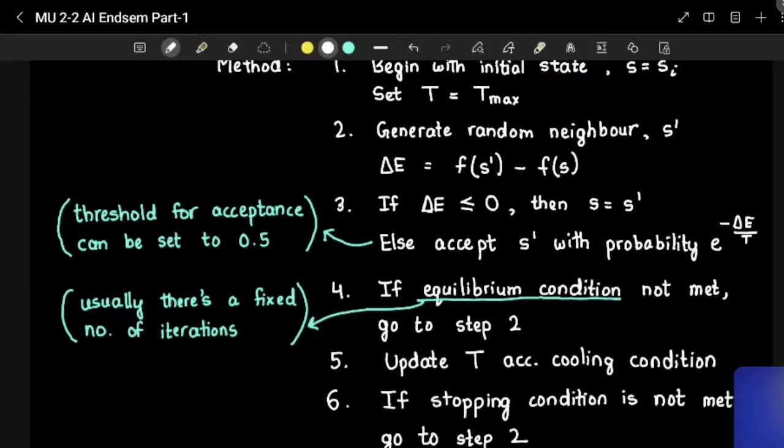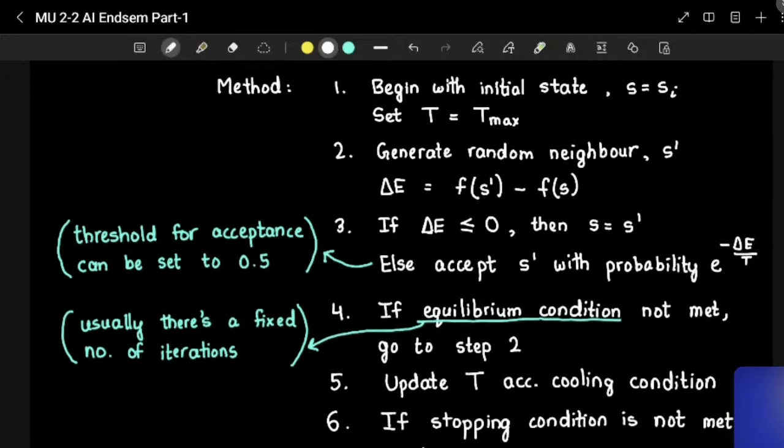Or if max iteration is 10, and the current iteration is 1, it means the equilibrium condition is not met. You keep repeating this process until you reach 10 iterations. It depends. I think in the example given in the slides, there is no equilibrium condition. That would mean there's only one iteration as far as I remember. But anyway, if there are, let's say, 10 iterations, you will keep repeating this process. You will keep generating random neighbors and you will keep updating your current state.